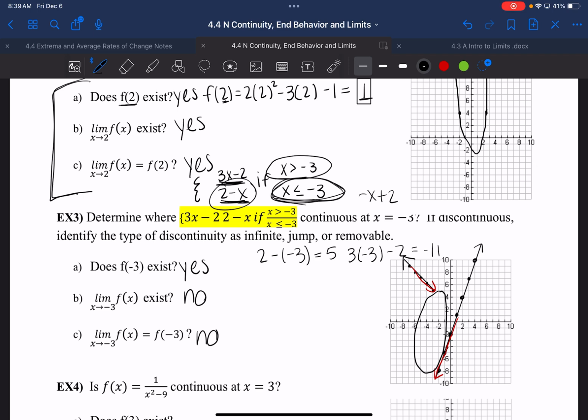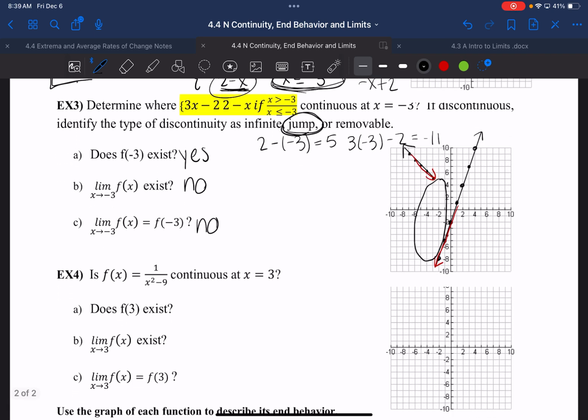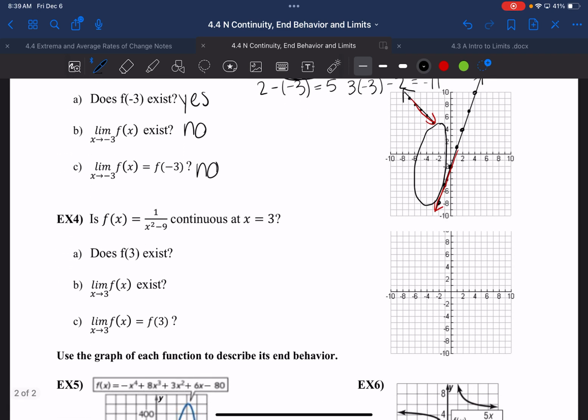Okay, so we would say we have a jump. All right. Example number 4. We've got 1 over x squared minus 9, and they ask if we are continuous at 3. Okay, so I can go substitute 3 in.